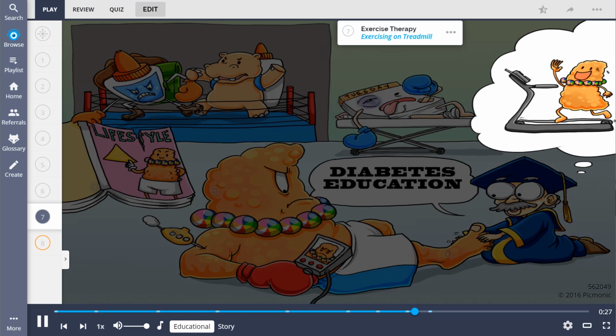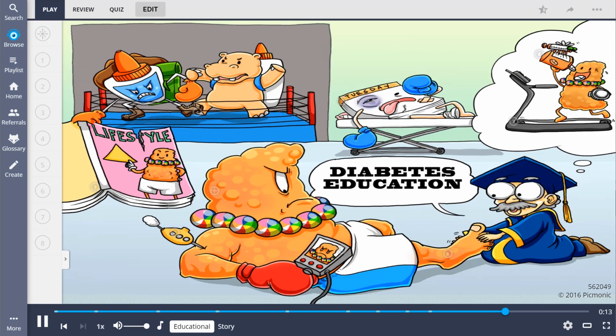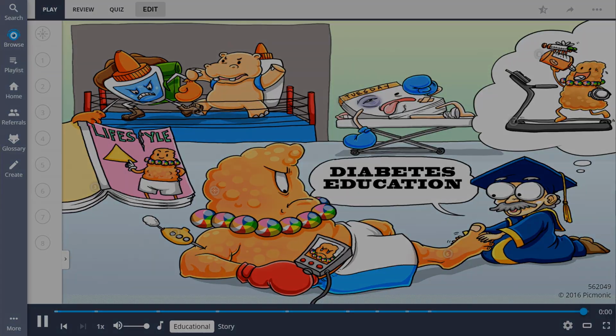Exercise therapy, shown by exercising on treadmill, is helpful in managing diabetes along with medication use, shown by the med bottle. So in summary, diabetes education includes informing the patient on the following points: self-monitoring of blood glucose, sub-Q injection techniques, lifestyle changes, symptoms of hyperglycemia and hypoglycemia, sick day care, foot care, exercise therapy, and medication use.